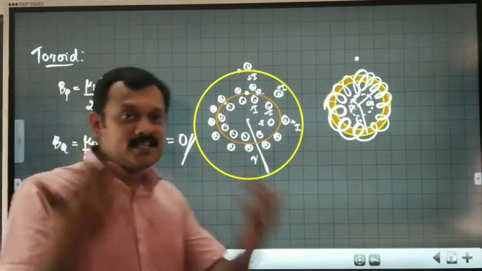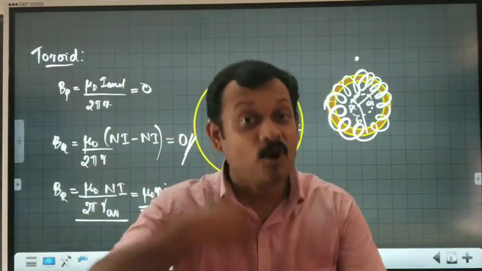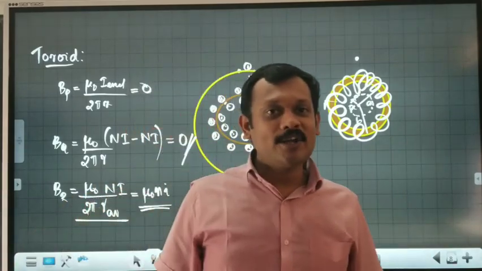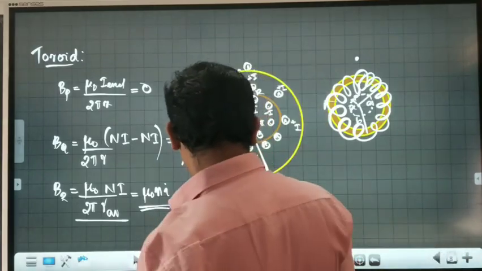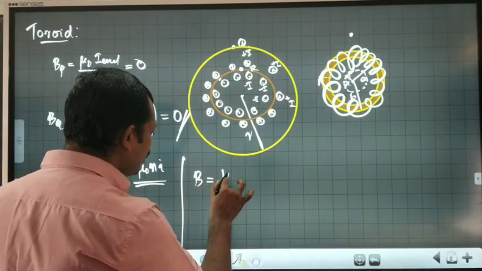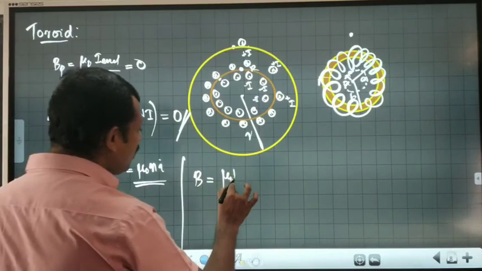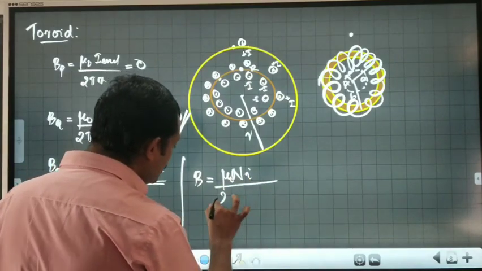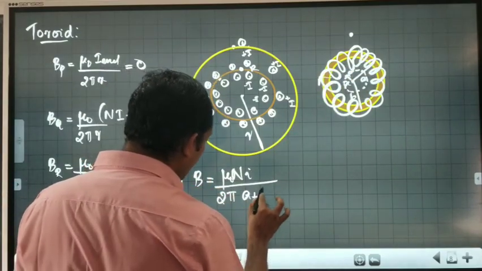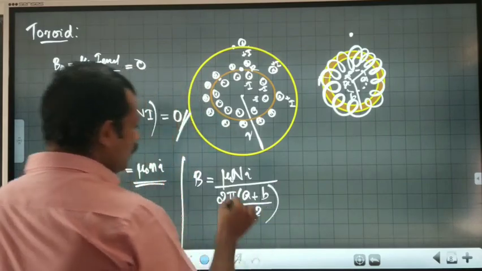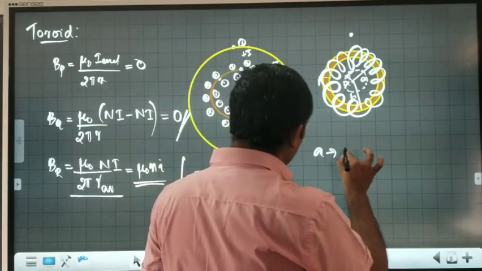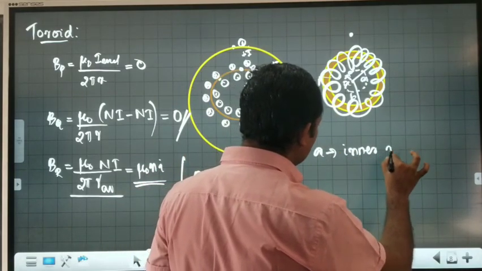Now we can just understand a toroid likewise. It is a solenoid wound in the form of a circle. What is a toroid? A toroid is a solenoid wound in the form of a circle. Let us finally come to the answer for the magnetic field. The magnetic field B inside a toroid is mu 0 N i divided by 2 pi times the average radius, where the inner radius is A, the outer radius is B, and A plus B divided by 2 is the average radius.